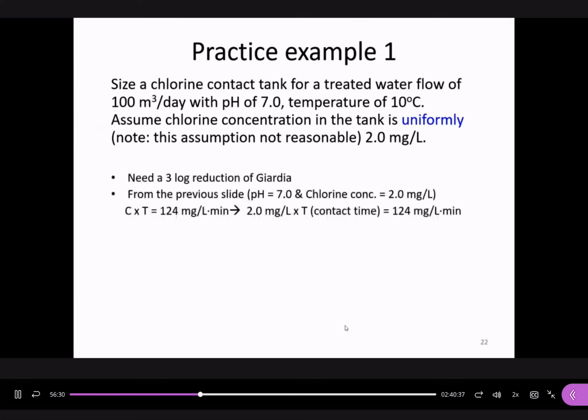So the first question is 3 log reduction. From the table, the CT value we need is 124 milligram per liter minutes. That's the CT value. Then the contact time, because the concentration is 2, the time is 124 divided by 2, which is 62 minutes. That is the contact time.